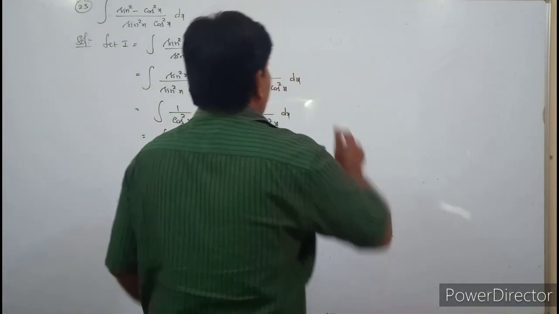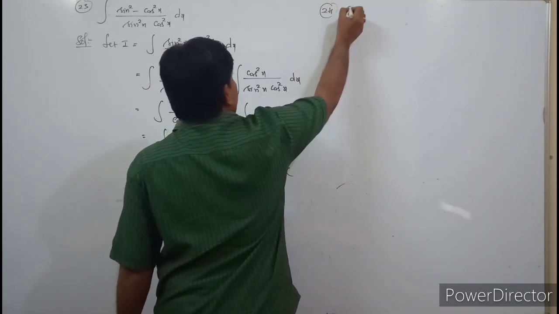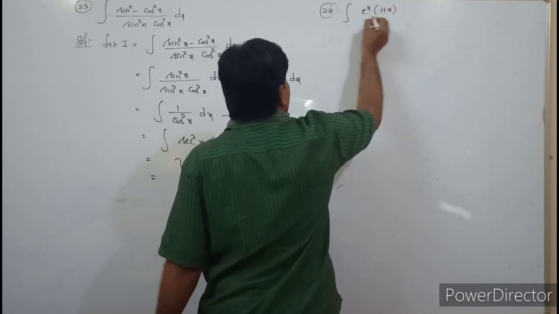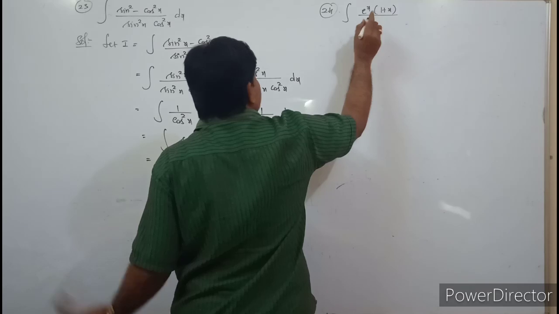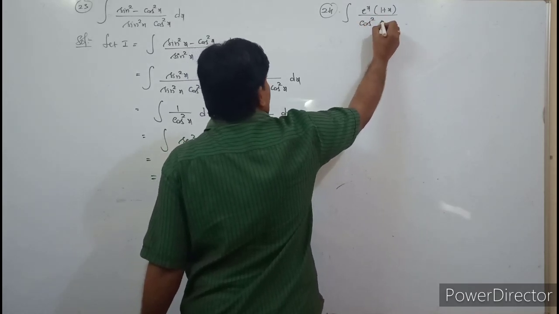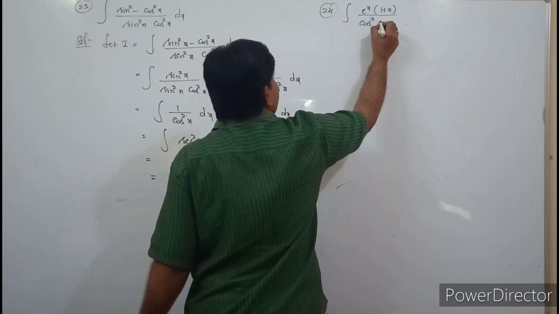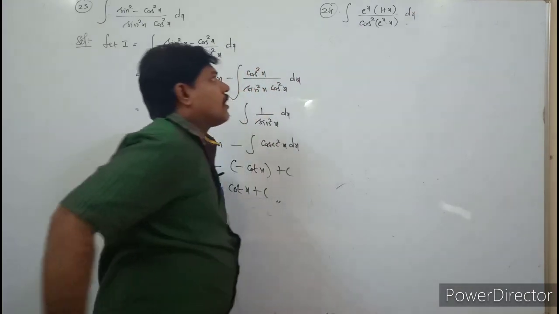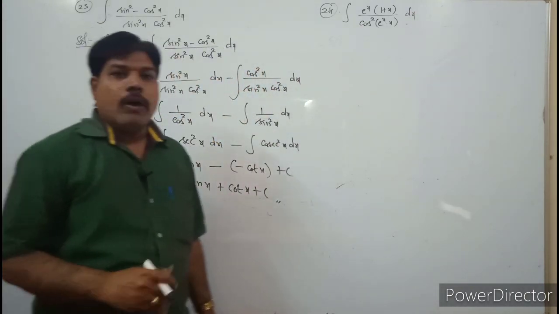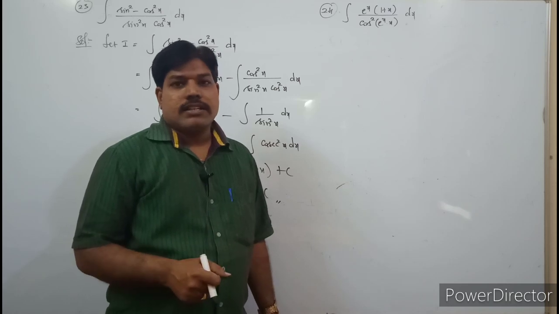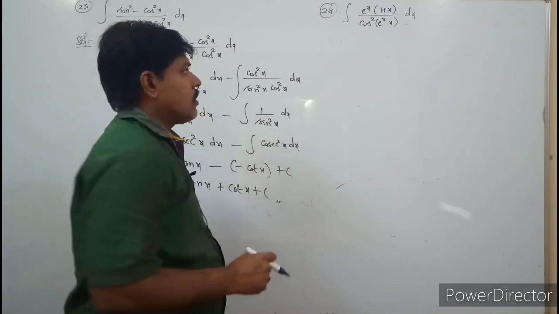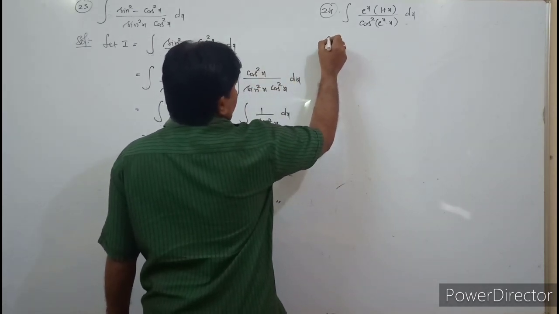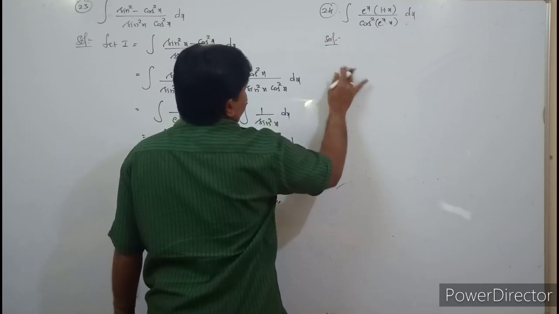See question number 24. Integral of e power x into 1 plus x by cos square of x e power x into dx. So see that question, students, how to solve this question. See the solution first.